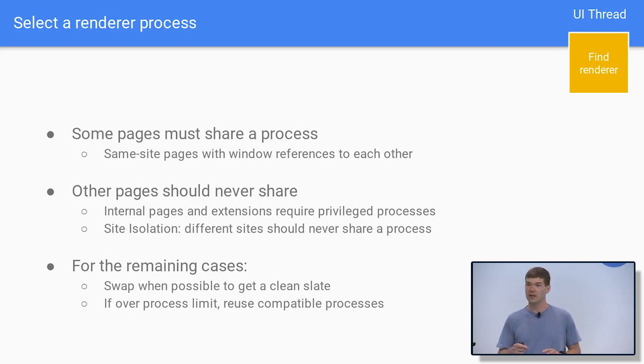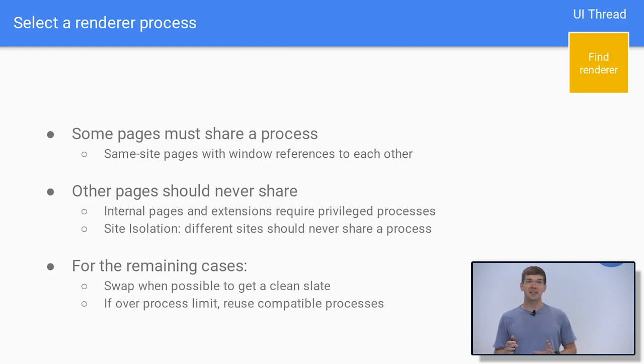So we basically never share a process between privileged pages like that and untrusted web content. Now, site isolation takes this a step further and says that different sites also should never share a process. And that means that, for example, evil.com and bang.com should also never end up in the same process.